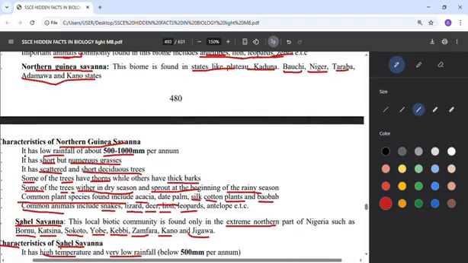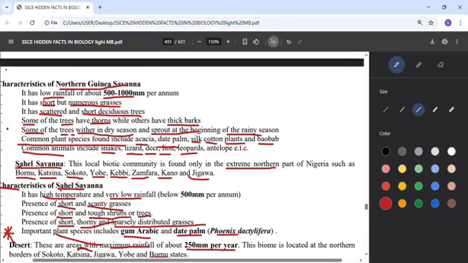So northern Guinea savanna, we can find this in states like Plateau, Kaduna, Bauchi, Niger, Taraba, Adamawa, Kano states. So these are the northern Guinea savanna. Then the characteristics of northern Guinea savanna, that means green grassland in the north.